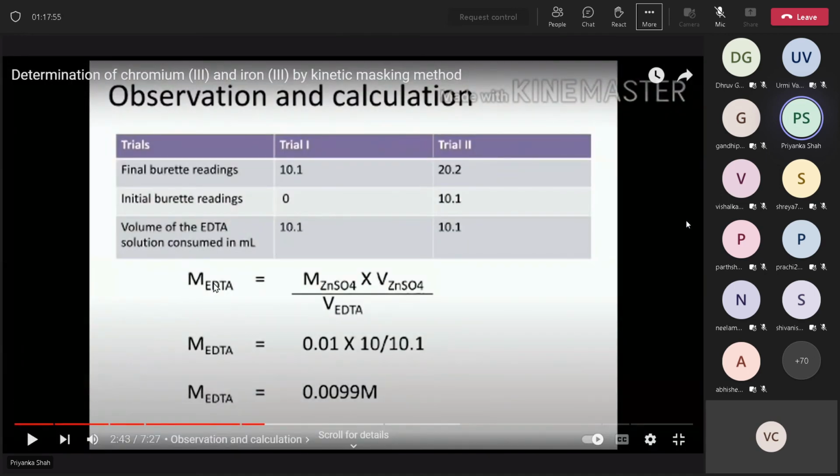So here the same equation M1V1 = M2V2 is used to find the molarity of EDTA. Here you will write ZnSO4 that you have prepared, 0.01 molar, and you have taken 10 ml for the titration, and you get the burette reading 10.1. So here you can see the molarity. This is a very accurate solution that is near to 0.01 molar, right? Next.